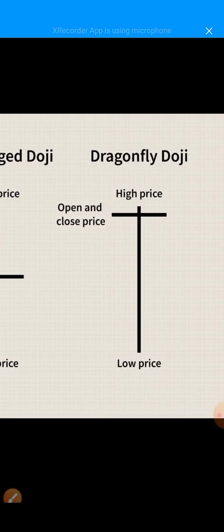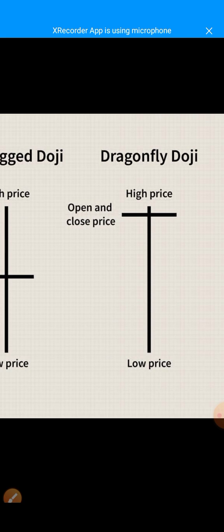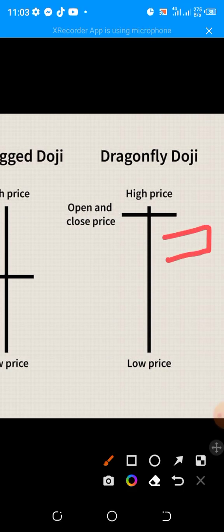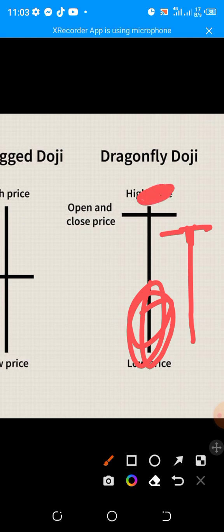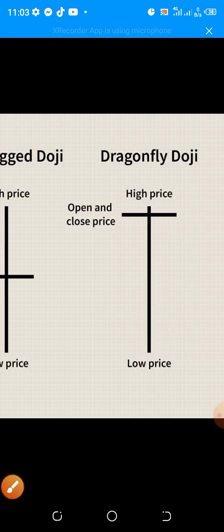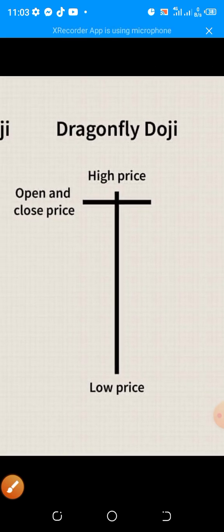What's a dragonfly? It implies the buying pressure in the market. Sometimes you find it with a wick like this, and sometimes it doesn't have any wick. The wick is where the price went low and high. So this is what we call dragonfly doji.